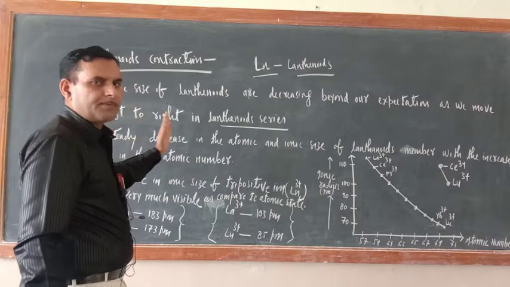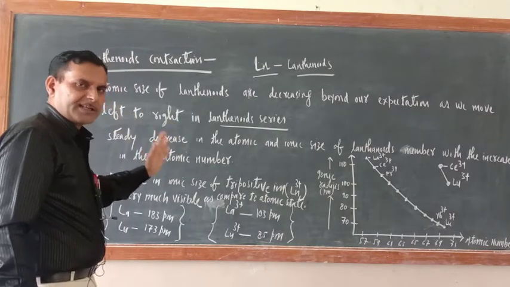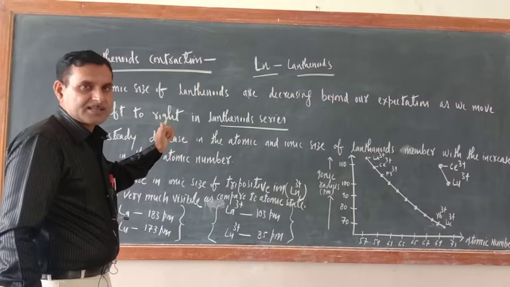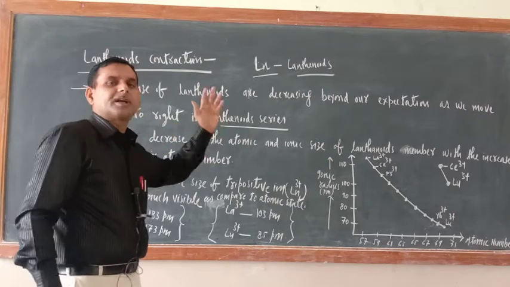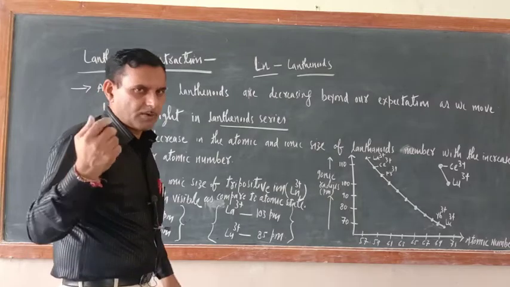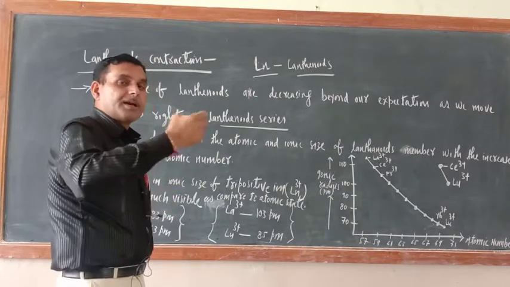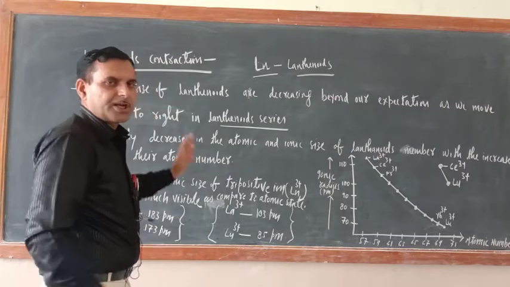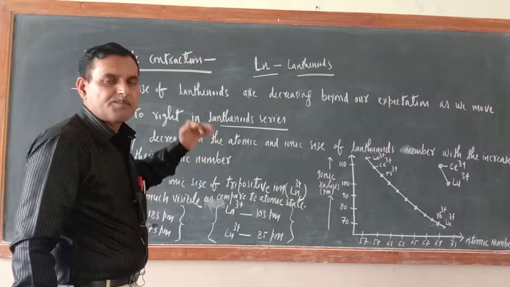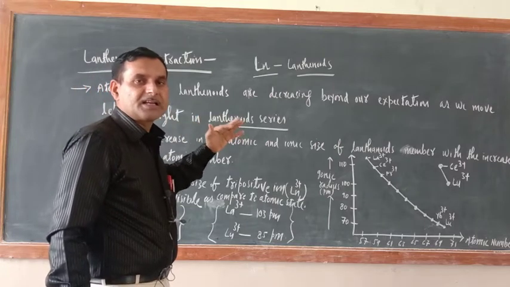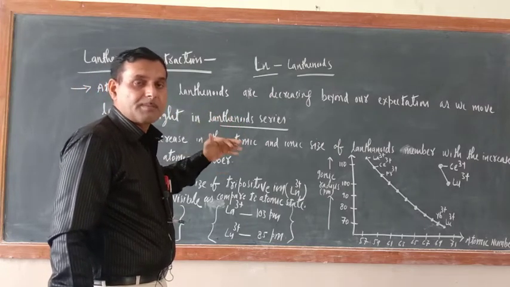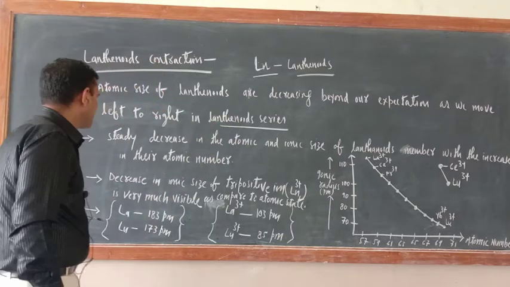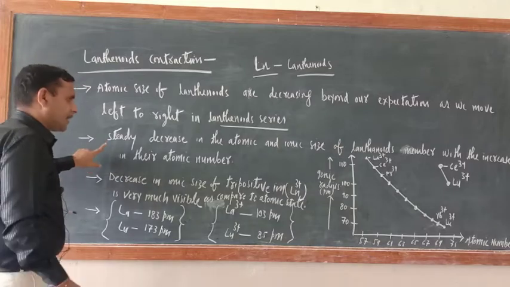So as we move left to right in the lanthanide series, there is a decrease in the atomic and ionic size with the increase of their atomic number. That is the only thing. With the increase of their atomic number, there is a decrease in the atomic and ionic size. So lanthanide contraction is related to the decrease in atomic and ionic size of lanthanide members as we move left to right.